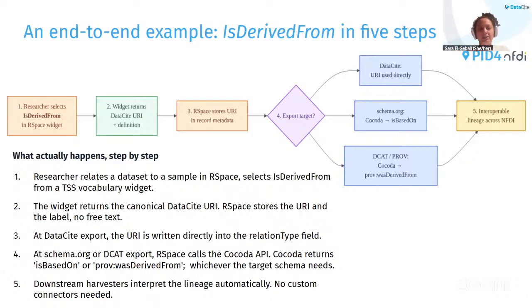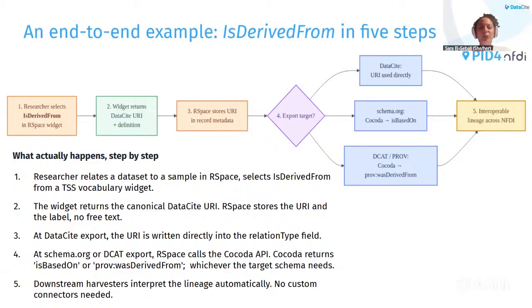Then that record can be exported to another schema.org-based repository, for instance, and Kokoda maps the term "is derived from" to "is based on." That mapping, again, is explicit, it's versioned, it has a matching quality, and nothing is lost in translation. After that, we can have the knowledge graph or the search portal or repository, whatever is downstream from there, that receives that record with its full provenance intact. And that relationship that was recorded by the researcher arrives at the other end with the meaning preserved.